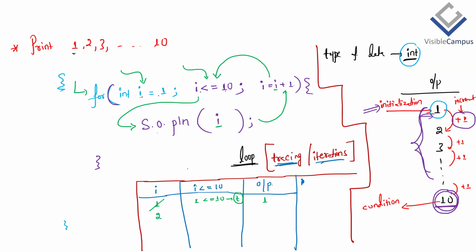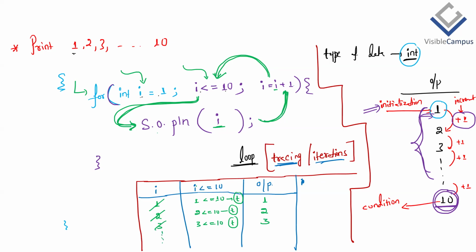Then where should JVM go? Condition check. What's the condition? Current I value less than or equal to 10 or not. 2 is less than or equal to 10, true or false? True. Therefore, it enters the body, then prints the current I value. What's the output? 2. Then goes for incrementation of 1, then I becomes 3. Then comes the condition check: 3 less than or equal to 10, true or false? True. Therefore, it enters the body, then prints the I value. Like this, it goes for incrementation and so on.